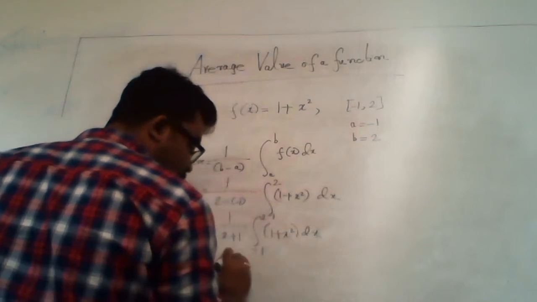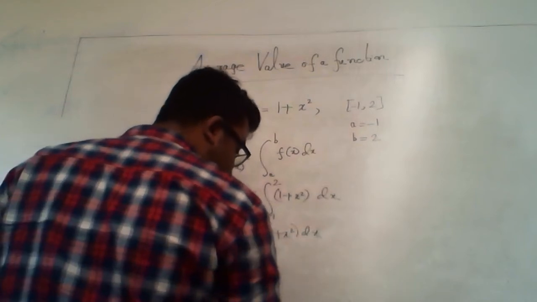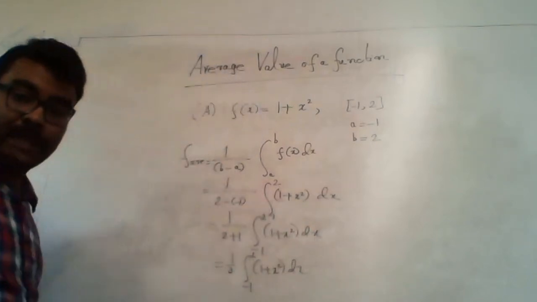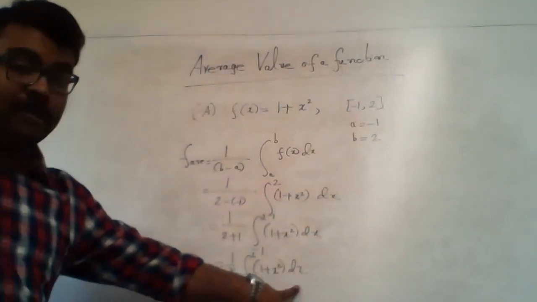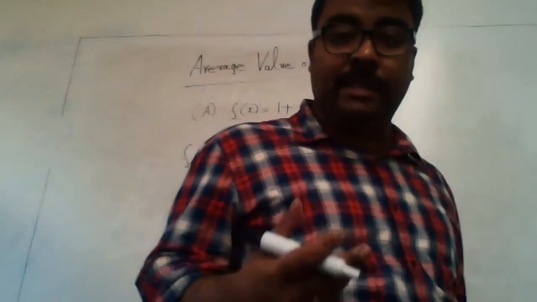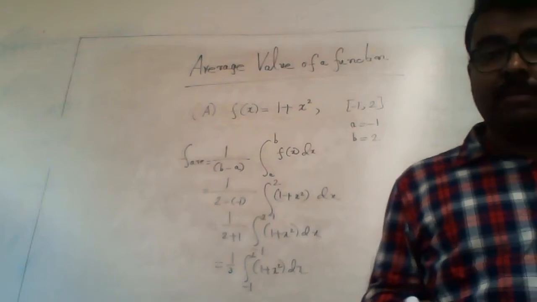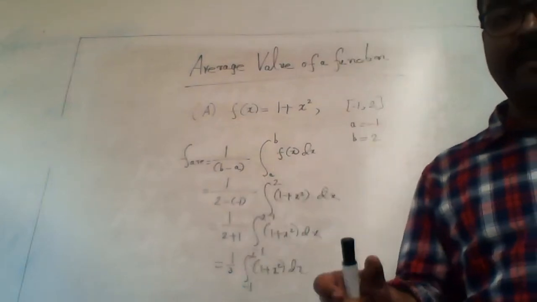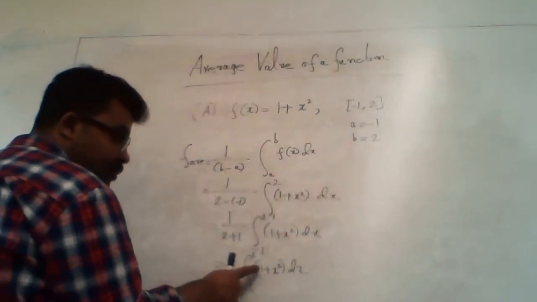You get 1/3 from minus 1 to 2 of 1 plus x squared dx. Now you have to compute the value of this integral. So how do we calculate a definite integral? First forget the limits and compute the indefinite integral, and then just find the difference of the limits. So here I need to find the integral from minus 1 to 2 of 1 plus x squared dx.